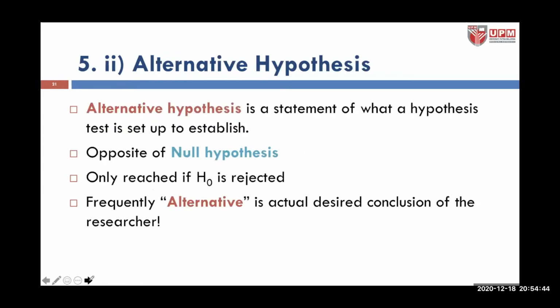Whereas the alternative hypothesis, in terms of definition, is a statement of what the hypothesis test is set up to establish. It is the opposite of the null hypothesis. And it can only be reached if the first hypothesis, which is the null hypothesis, is rejected. If the null hypothesis is not true, then we can have the alternative hypothesis or H1. And frequently, the alternative is the actual desired conclusion of the researcher.